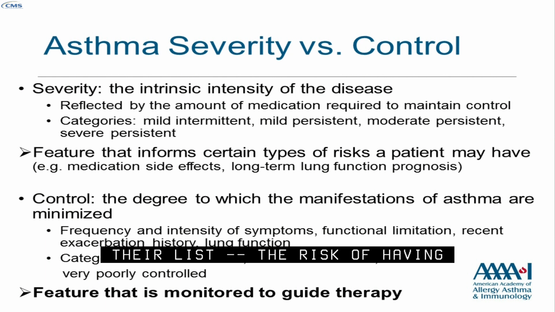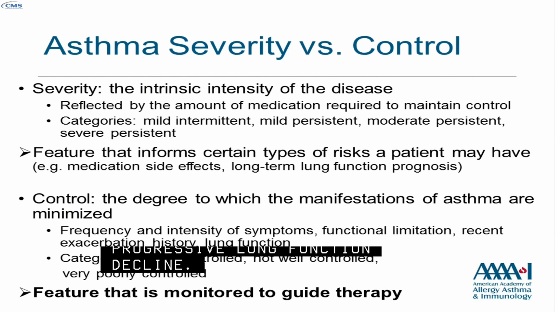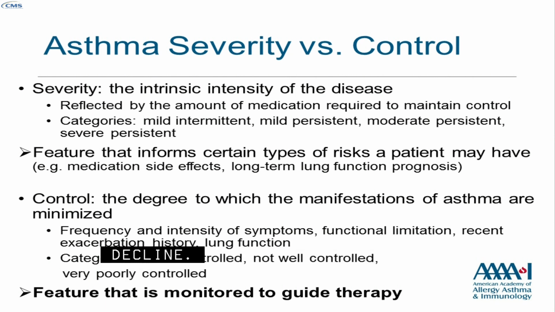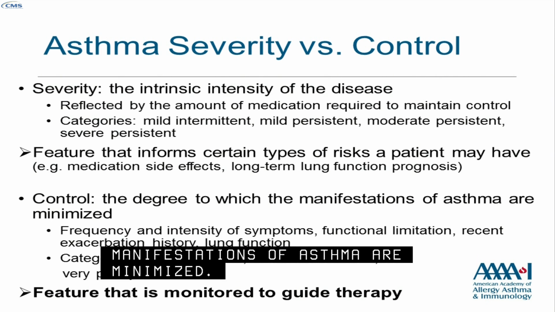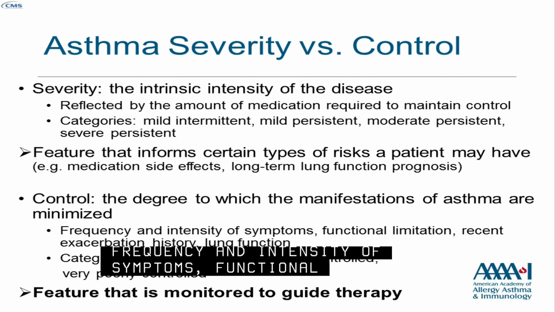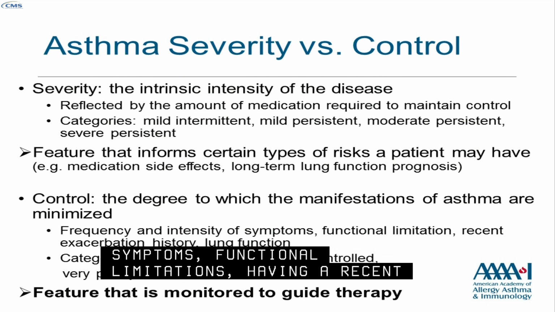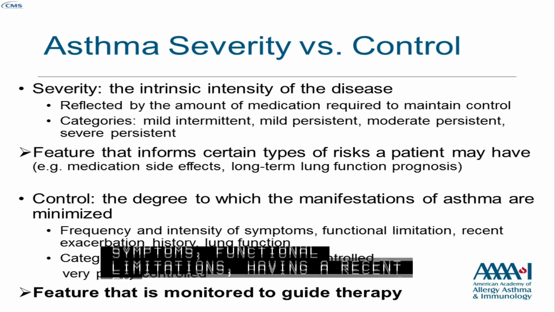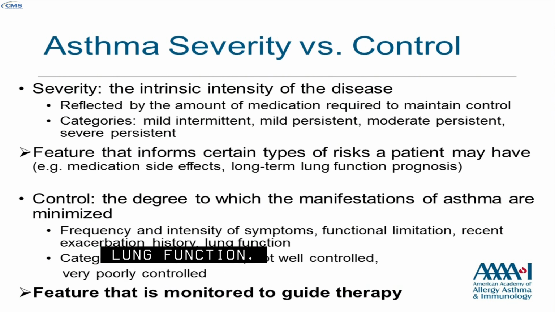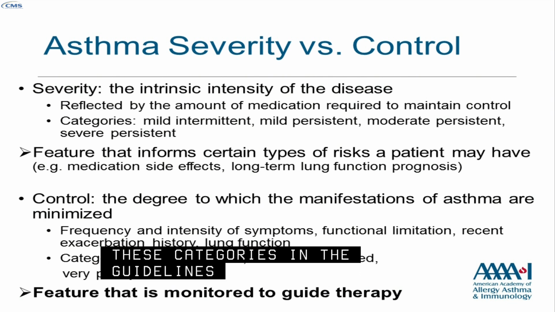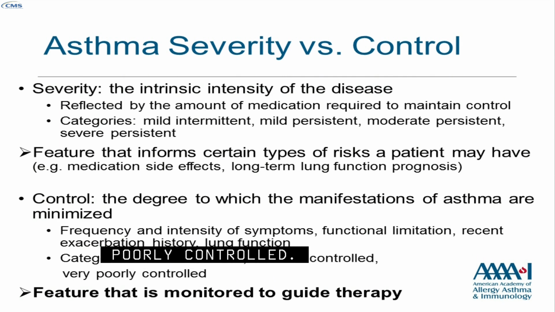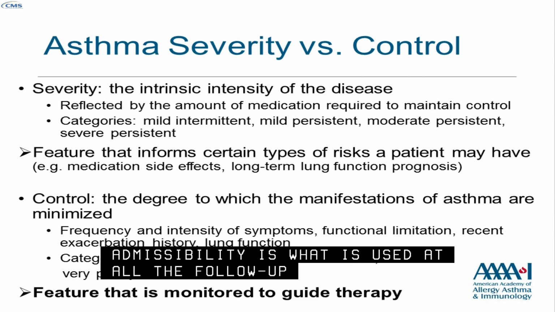Control, in contrast, is the degree to which the manifestations of asthma are minimized. These manifestations include the frequency and intensity of symptoms, functional limitation, having a recent exacerbation, and also their current lung function. The categories in the guidelines are well controlled, not well controlled, and very poorly controlled. This feature, in contrast to asthma severity, is what is used at all the follow-up visits to gauge responsiveness to therapy and to guide therapeutic decisions.